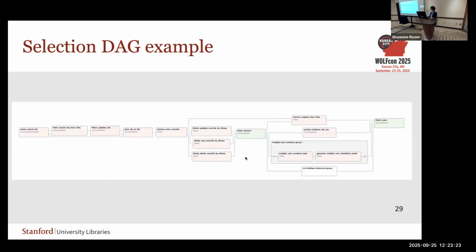Next slide. This is not meant to be understood or described by me, but this is just to show you that this is a different selection DAG for a more complex vendor. And you can see that it branches out in certain areas to do additional steps.